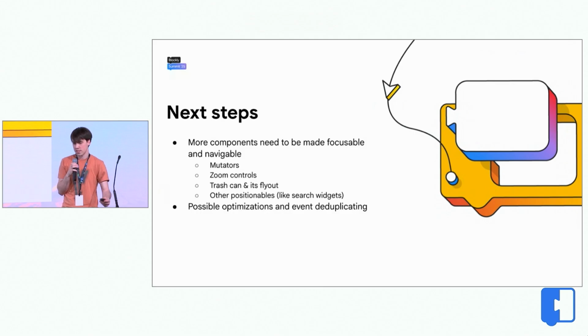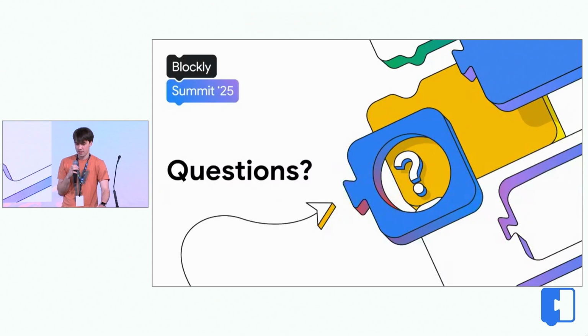There's also some components that still need to be made focusable and navigable, some of which is ongoing, some of this hasn't started quite yet. And there are some optimizations. It turns out that if you increase certain event firing thresholds by 6x, some people get unhappy with you. So there's a little bit of work more to do there. But overall, that's sort of the premise. Any questions?